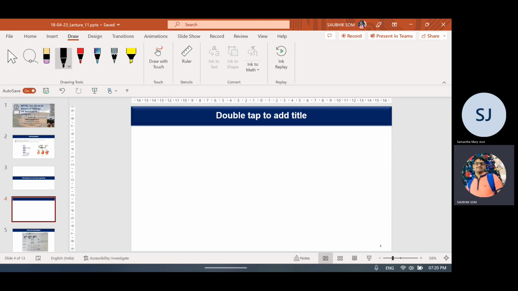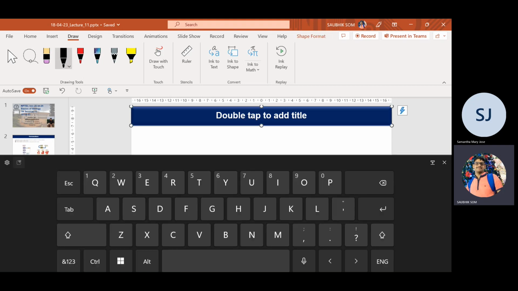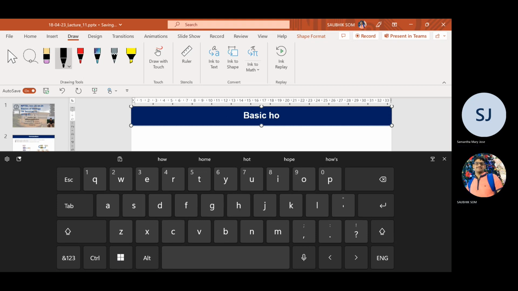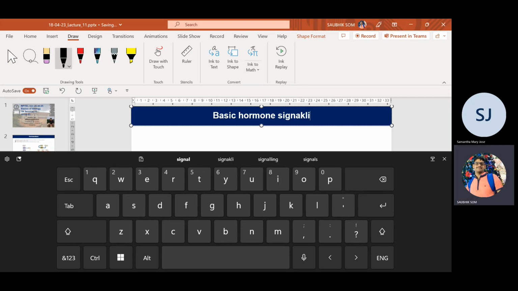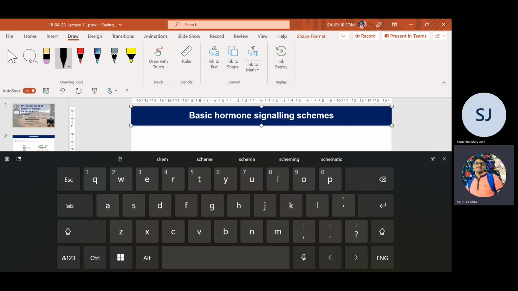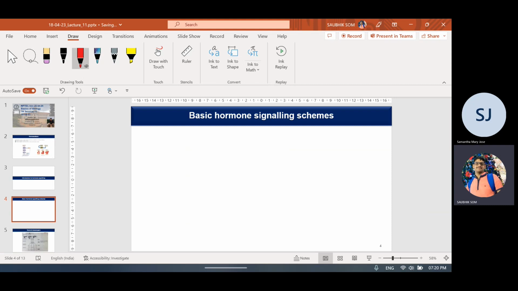Interestingly, in any basic hormone action, we will always have a basic generic pathway. So let's write the title: basic hormone signaling scheme. We will have two types of hormone signaling schemes, correct?